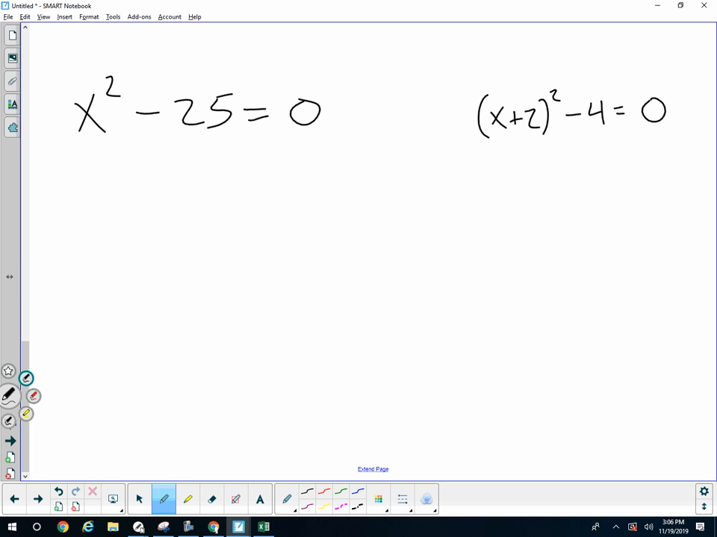You got a square root 4. Okay, good, good. But now you're going to have to subtract 2 from positive 2 and negative 2.